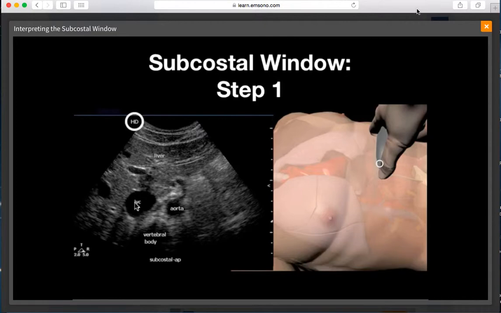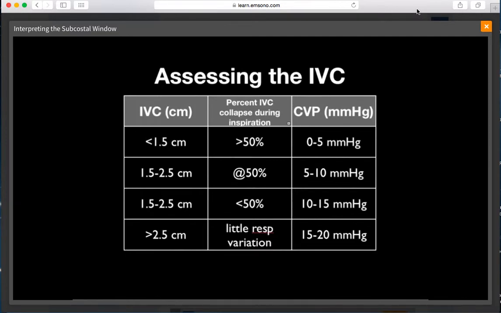Now remember, the inferior vena cava can provide you with a non-invasive CVP reading. Its respiratory variation can provide you with clues into whether or not the patient is going to be fluid responsive. In assessing the inferior vena cava, it's been shown that it correlates very well with central venous pressure in the spontaneously breathing patient, not in the mechanically ventilated patient.